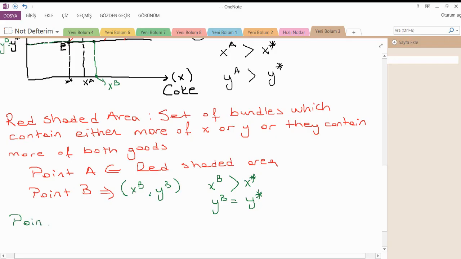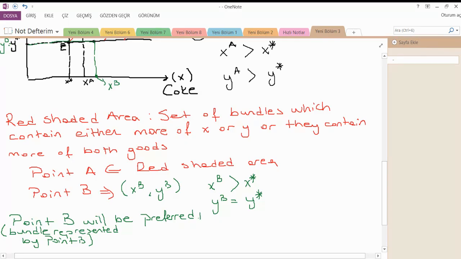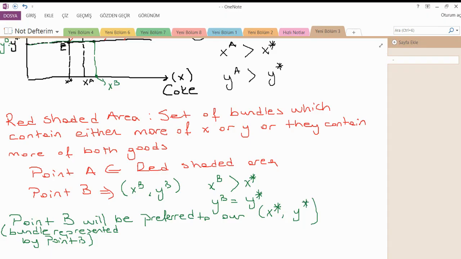Point B will be preferred. Actually, the bundle that is represented by point B will be preferred to our X star, Y star bundle.